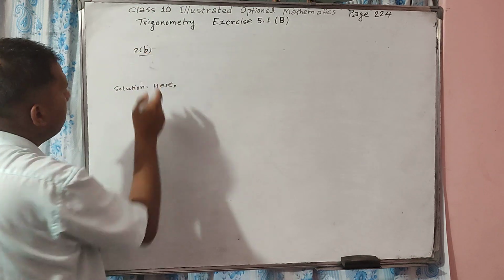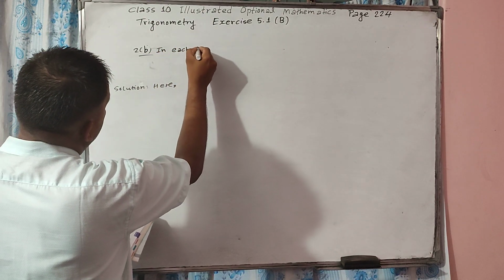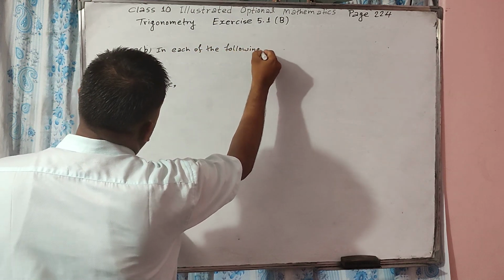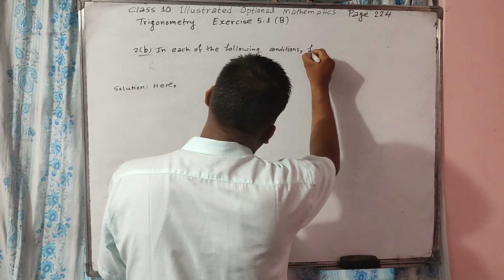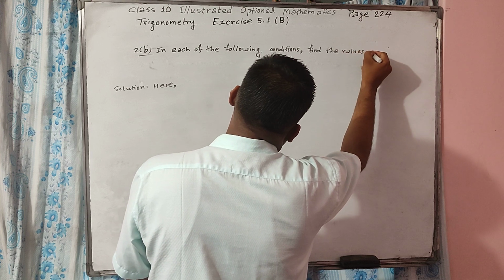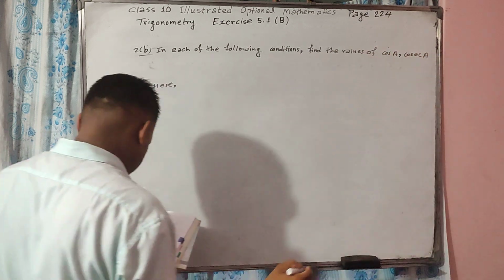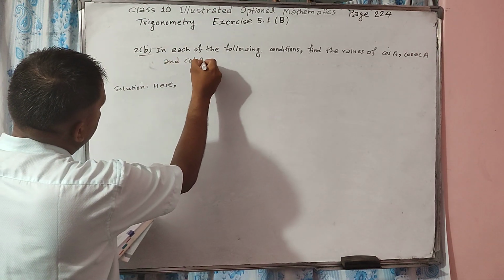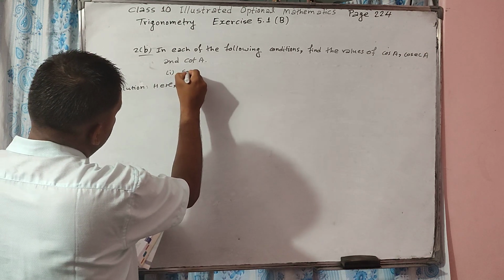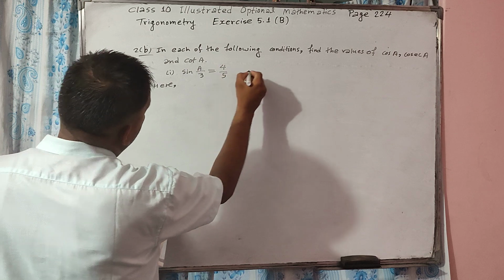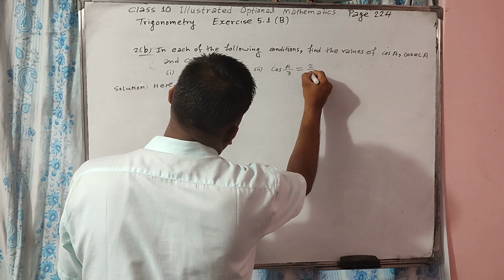On question number 2b, the question is, in each of the following conditions, find the values of cos A, cosec A, and cot A. Number 1, sin A by 3 equal to 4 by 5. Number 2, cos A by 3 equal to 2 by 3.